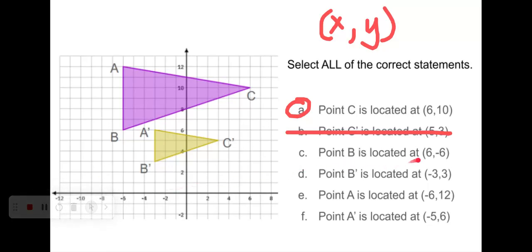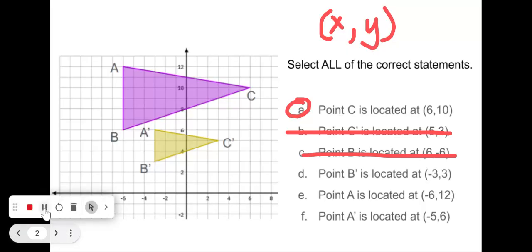Okay, point B is at (6, -6). For point B, we're going to go 6, positive 6, and then down. We're way over here somewhere, but point B is right here. So that is incorrect. Point B prime is located at (-3, 3). So negative 3 on the x-axis: we're going to move to the left 3, 1, 2, 3, and then up 3, 1, 2, 3. That is correct. B prime is right there.